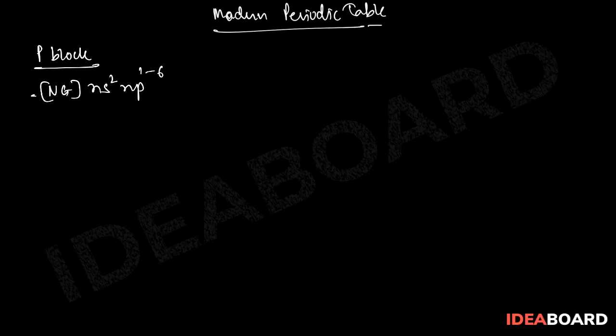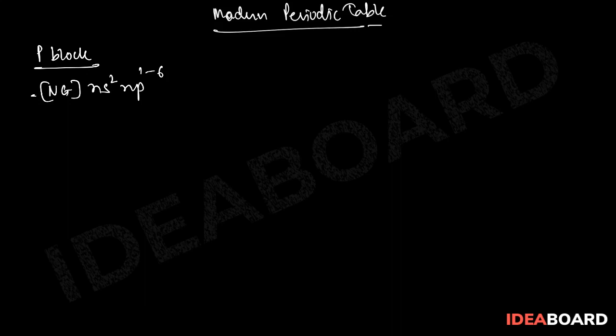So when shells up to n-1 are filled and the differentiating electron enters into the p subshell of the valence shell, then the element is said to be in P block. So this is the definition of a P block element. The n-1 shell is filled and the differentiating electron enters into the p subshell of the valence shell. So then only the element is called a P block element.